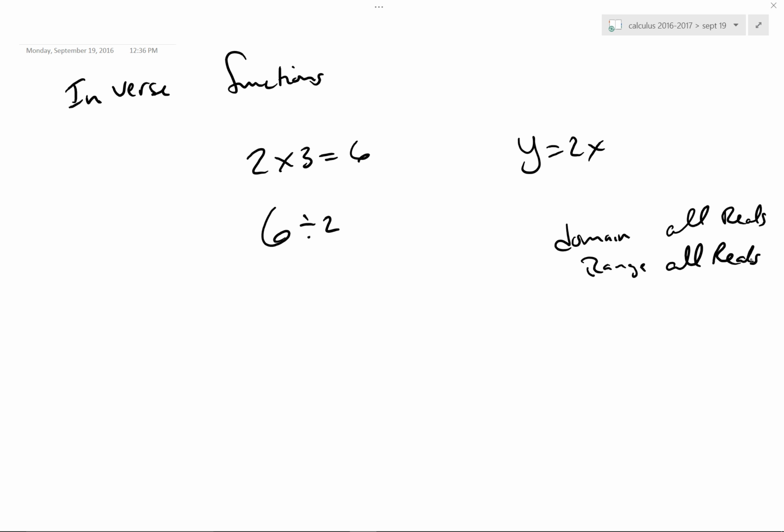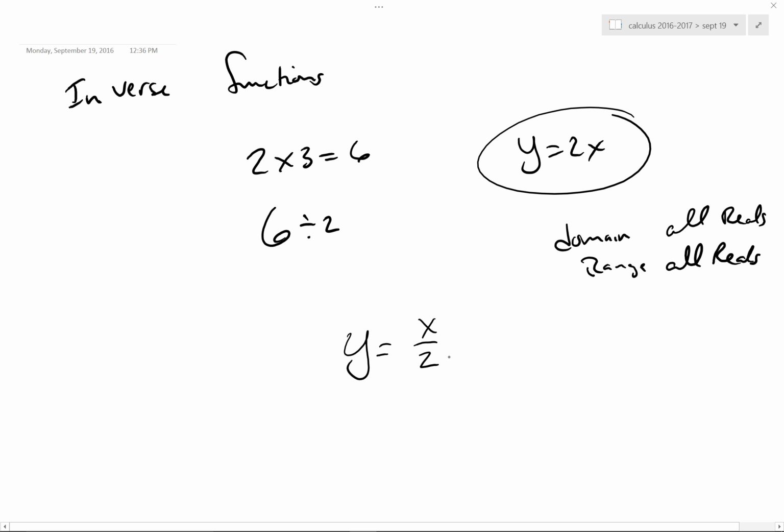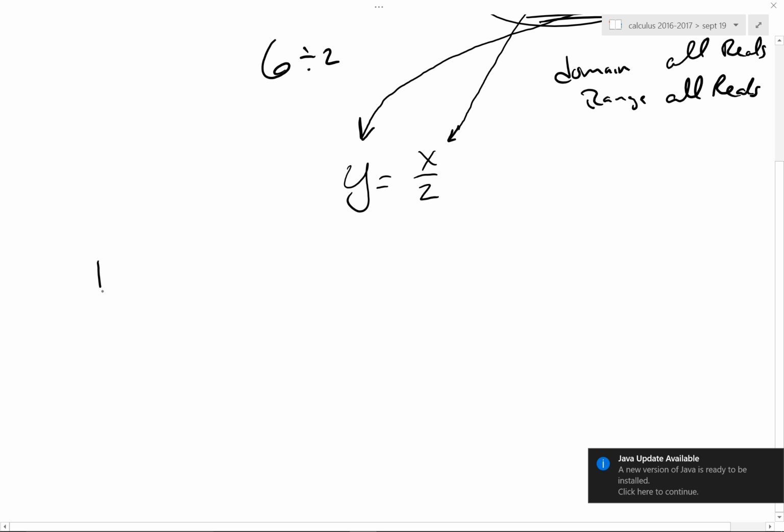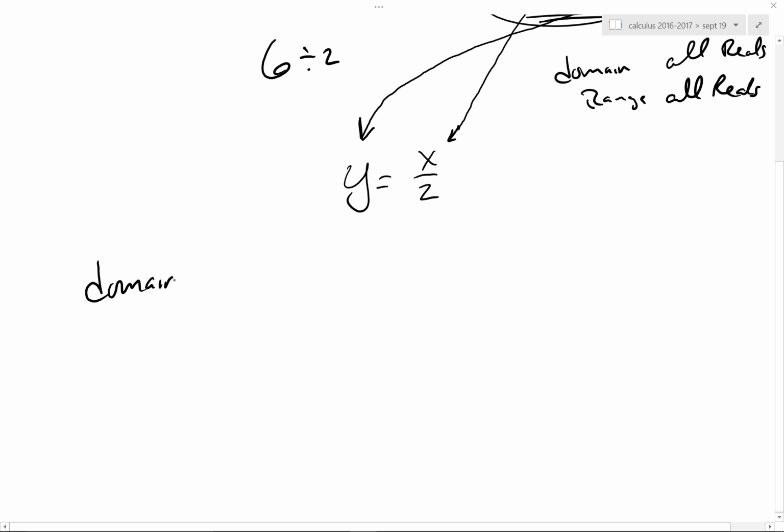But wait. I feel like the opposite of multiplication is division, so this function right here would undo it, yes? Except these x's are really the y's in the equation up here, and the x's down here are going to be the y's. Remember? Because with inverse functions, our domains and our ranges flip-flop, yes?